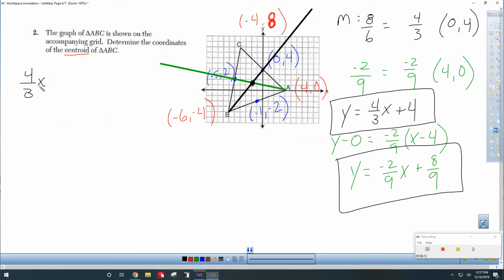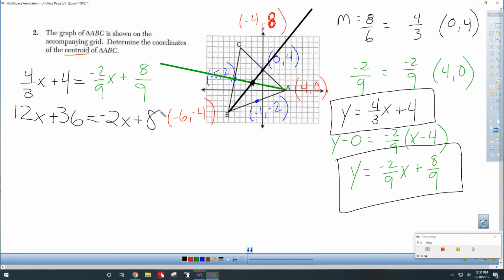4/3 x plus 4 equals negative 2/9 x plus 8/9. I'm going to multiply everything by 9 because I hate fractions. So when I multiply this by 9, it's going to be 9 times 4 is 36 divided by 3. I get 12x. 9 times 4 is 36. The 9s will cancel over there. Negative 2x plus 8. Isn't that so much nicer?